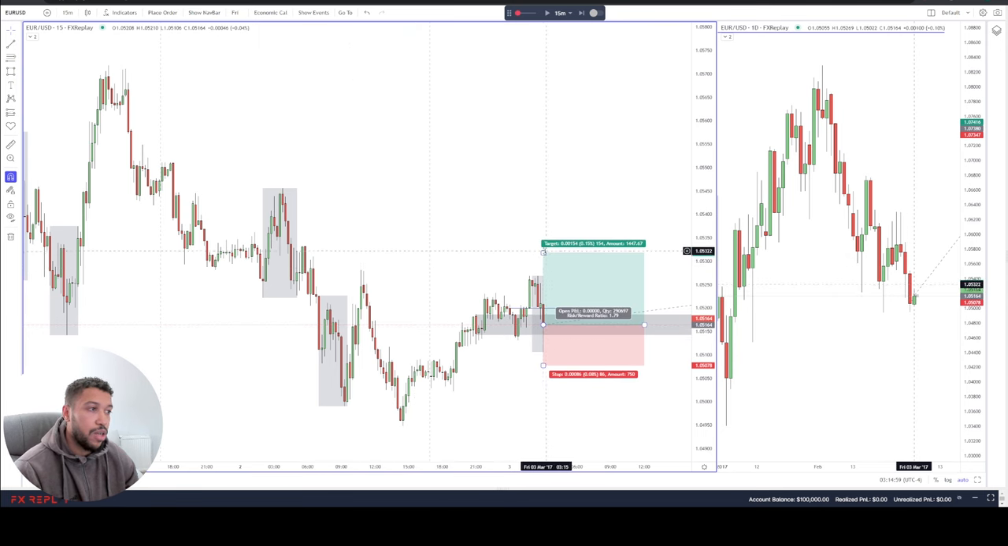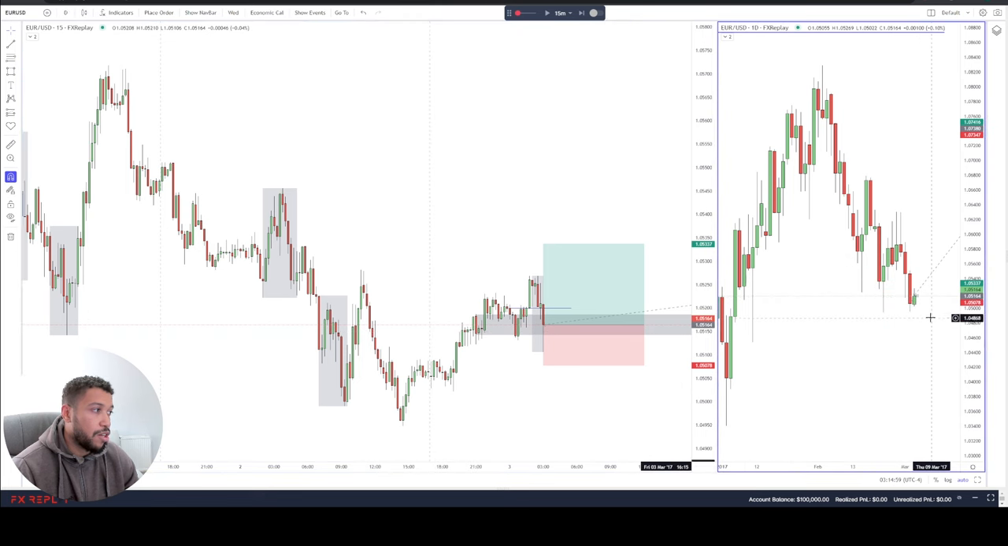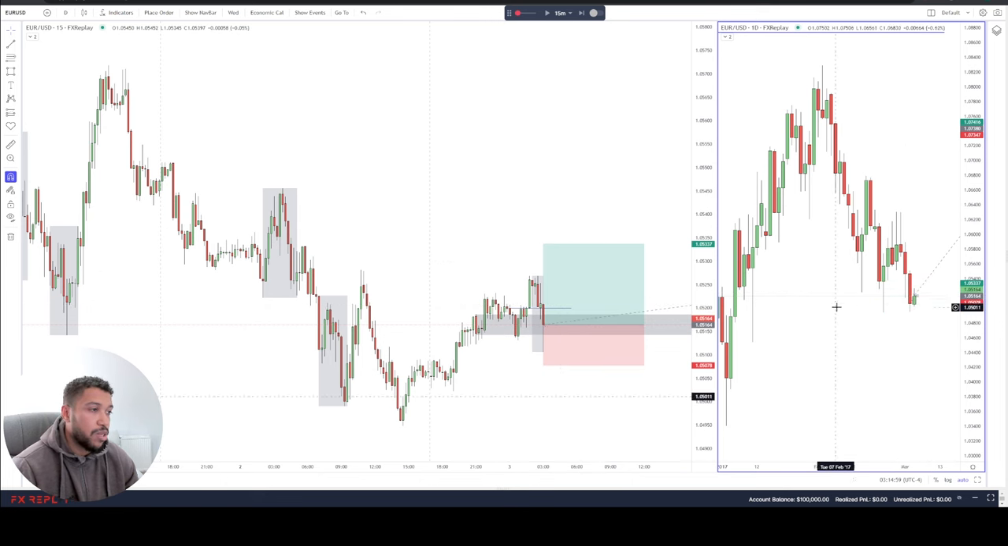So I'm going to set this, and I'm going to set it just to this high here. Now what that's going to enable me to do is, if you see on the daily time frame, right, it's not confirmed that we're actually going to go higher yet. So I don't want to target the daily highs up here, because I'm not actually sure at this time if it is going to continue that high, right? The daily, I'm still uncertain. So therefore, I'm only going to go to this high.